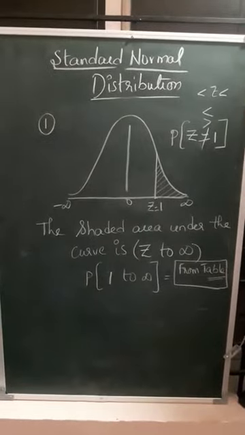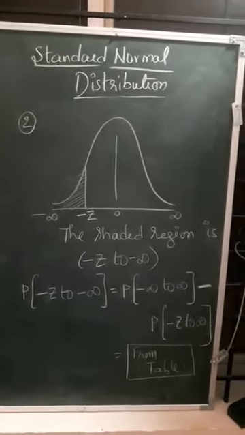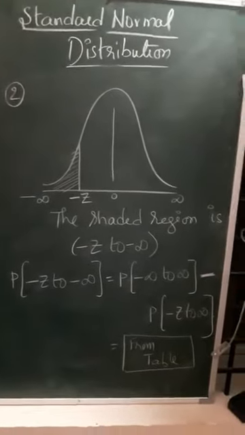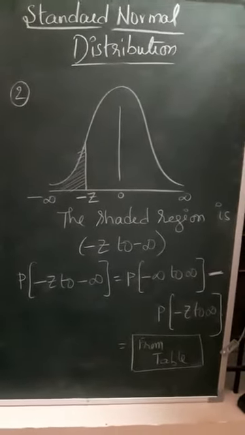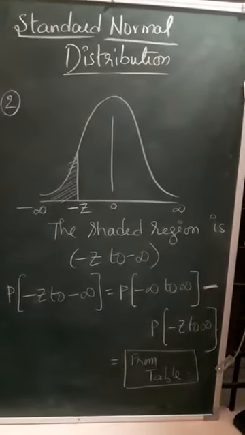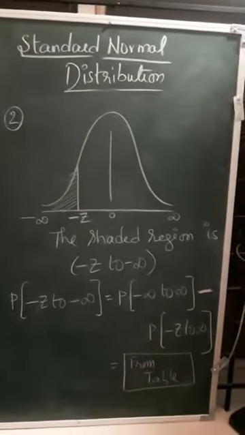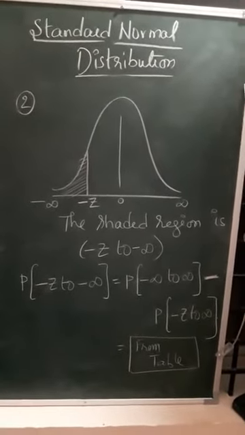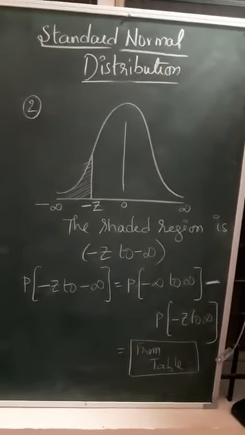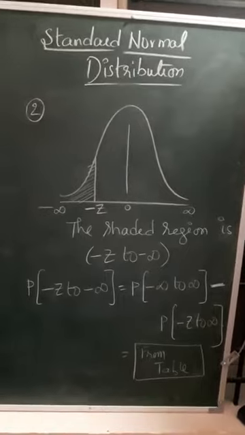Let us see the second kind. Now look at the second type of curve. In this normal curve, the shaded region has come on the negative side, the other side, from minus z to minus infinity. That is the area which is shaded. Now that shaded region, how to calculate? The probability of minus z to minus infinity, how to calculate?